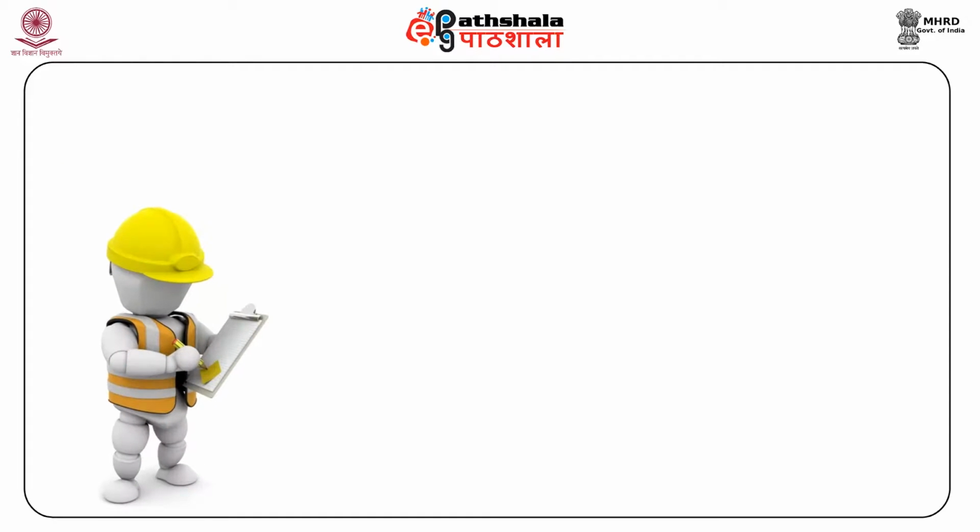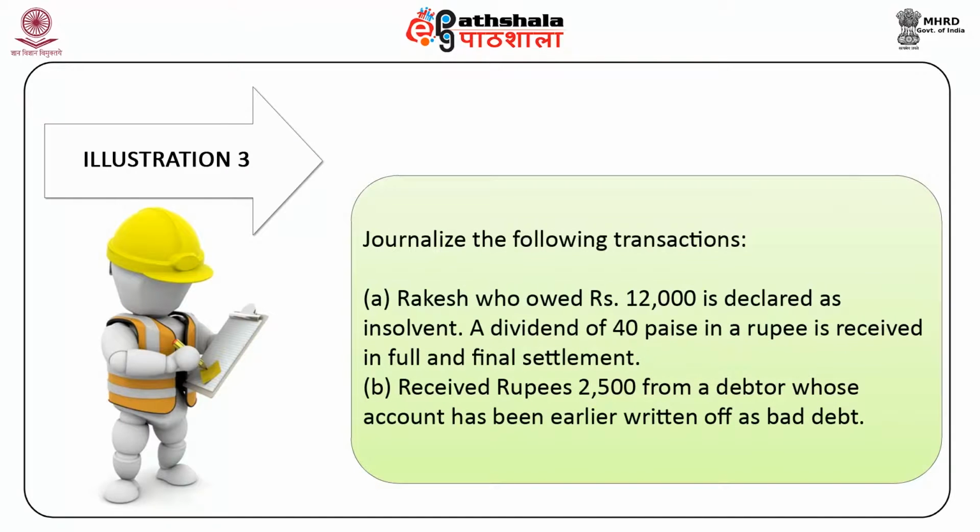These special transactions can be explained better through illustrations. Illustration 3. Journalize the following transactions. A. Rakesh, who owed rupees 12,000, is declared as insolvent. A dividend of 40 paisa in a rupee is received in full and final settlement. B. Received rupees 2,500 from a debtor whose account has been earlier written off as bad debt.